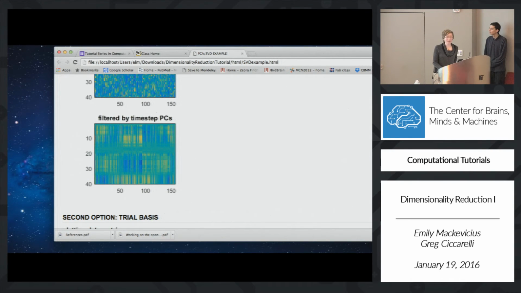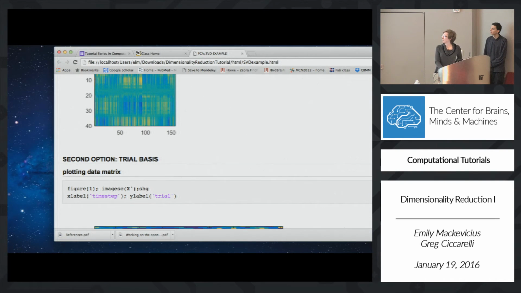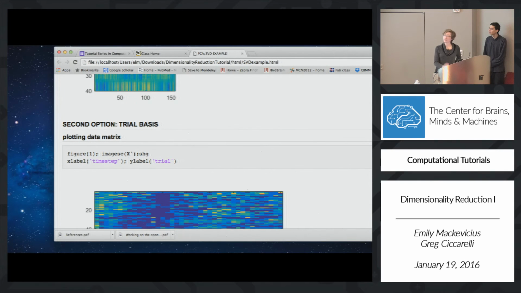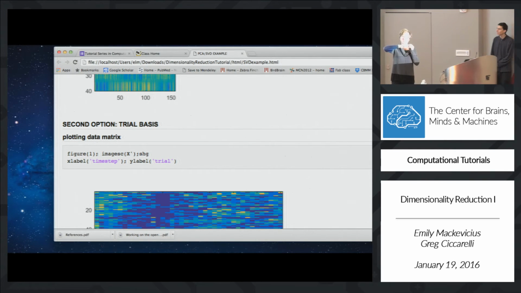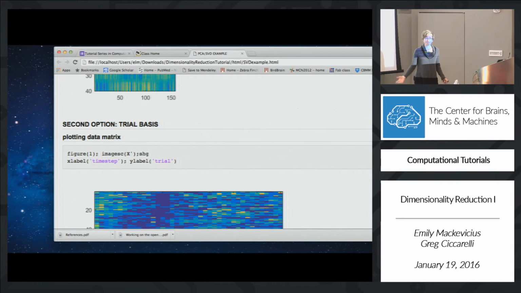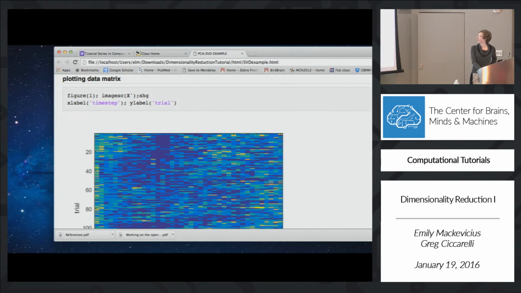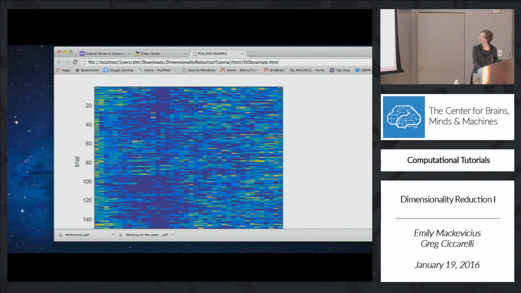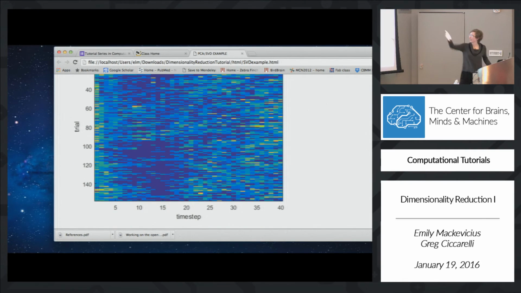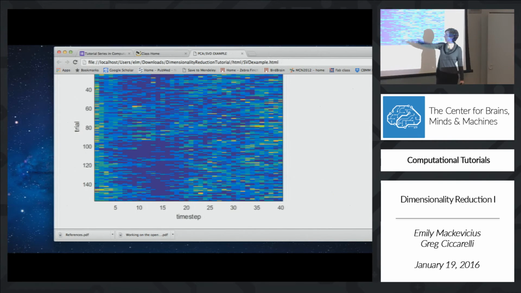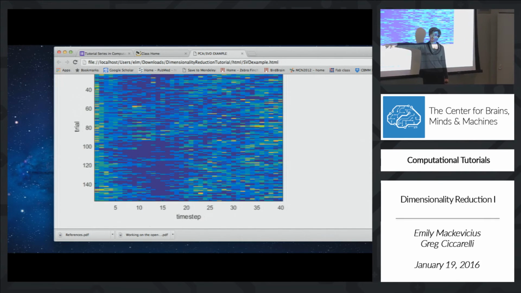So are there any questions at this point? No? So we made a choice when we did this. We made a choice to calculate the eigenvectors as time courses throughout the trial. But we could have chosen instead to look at a flipped version of our data matrix and calculate our eigenvalues in the trial dimension. So this is just a flipped version of our original matrix, where now the time step throughout the trial is here, and the trial number is here.